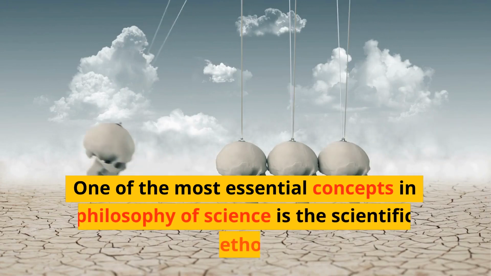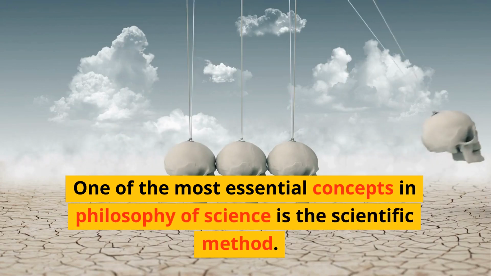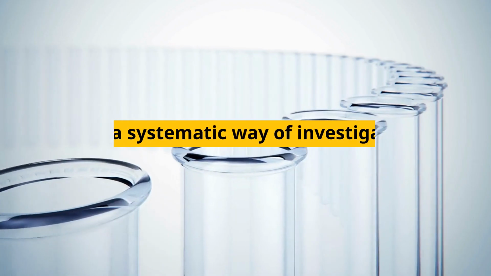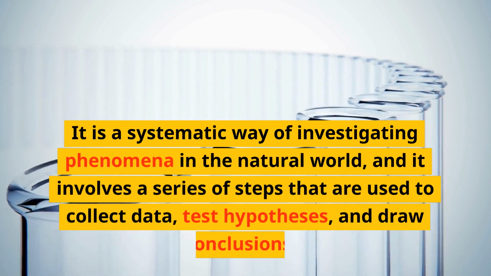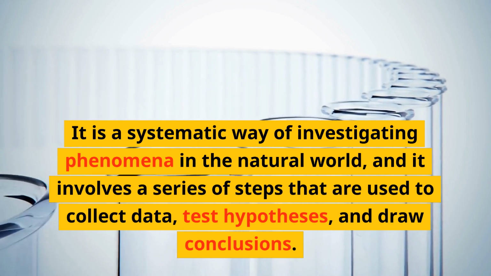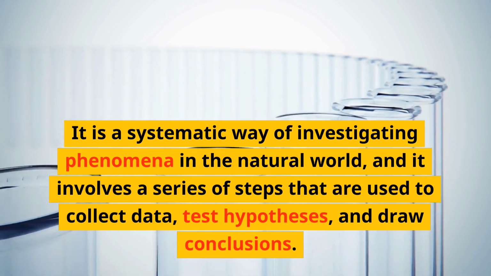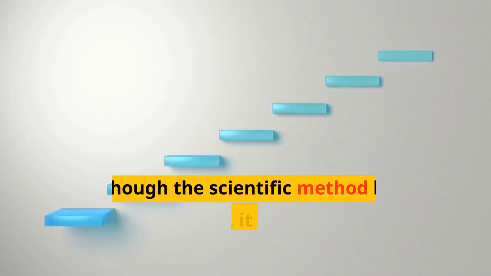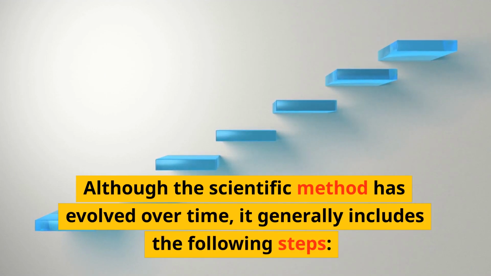One of the most essential concepts in philosophy of science is the scientific method. It is a systematic way of investigating phenomena in the natural world, and it involves a series of steps that are used to collect data, test hypotheses, and draw conclusions. Although the scientific method has evolved over time, it generally includes the following steps.